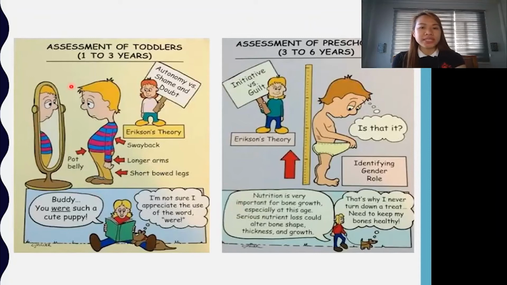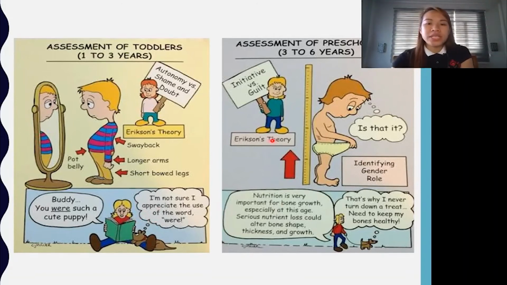So, as we can see here naman, dito natin makikita from 1 to 3 years old. Ano ba yung characteristic ng 1 to 3 years old? Meron siyang pot belly, sway back, they have longer arms, and short bowed legs. At this stage, kay Erik Erikson naman sa Psychosocial Theory, autonomy versus shame and doubt. Sabi niya, Bonnie, you are such a cute puppy. I'm not sure I appreciate the use of the word. So, hindi pa nila alam yung mga pag-interpret sa mga words.